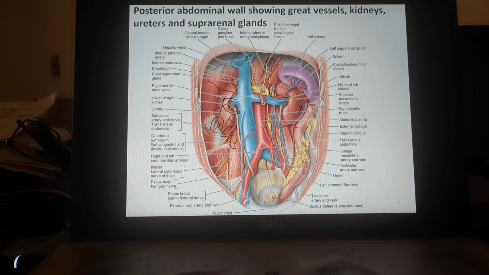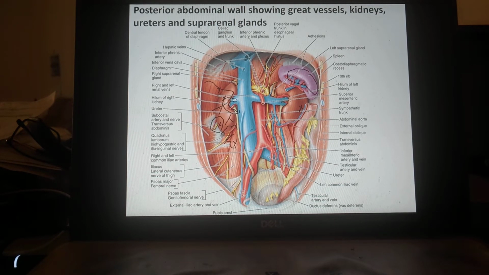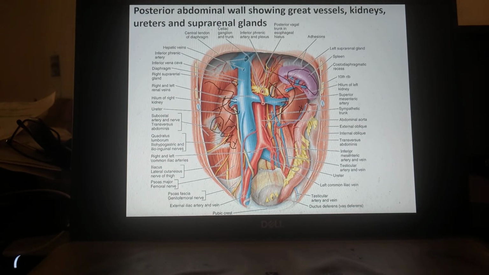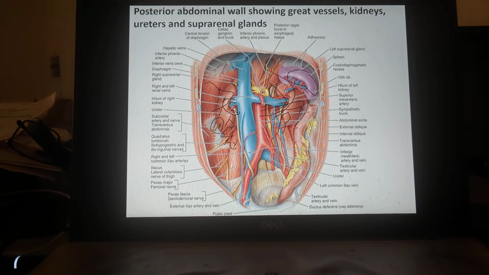On the left side, it's different. The anterior relation is different. As you see here, here is the spleen, so it's anterior to the upper lateral part of the kidney. For example, here is the stomach, and here is the pancreas. So all these organs are anterior to the kidney. Also, for example, here is the small intestine, and here is the colon. Here is the descending colon, and the descending colon is also anterior to the lower lateral part.